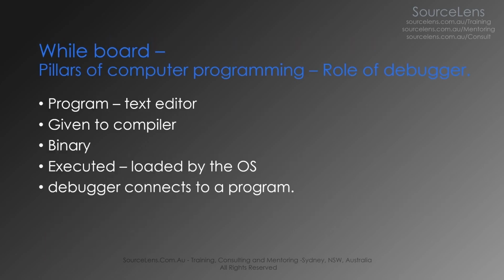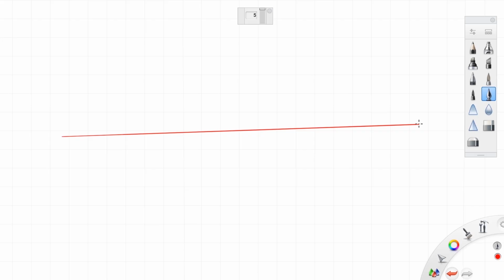Now let's have a quick look at how a user mode debugger works, or how everything we discussed so far fits together. A program which is developed in a text editor is given to a compiler, then it generates a binary loaded by the operating system, and then finally the debugger connects to that program when an issue comes in that program, or just to understand that program. That's what we're going to see on a whiteboard. In this case, we are going to explain the user mode debugger. There is another thing called kernel mode debugger, which we are going to see later. We are focusing on the user mode debugger in this particular whiteboard session.